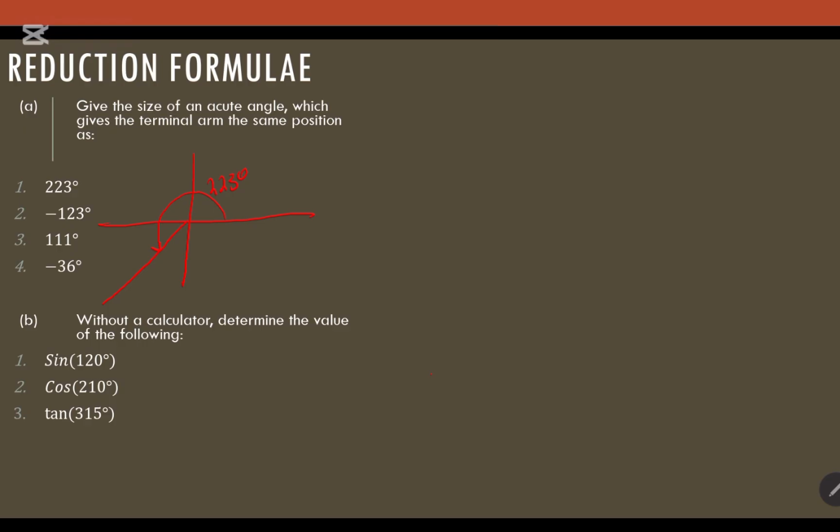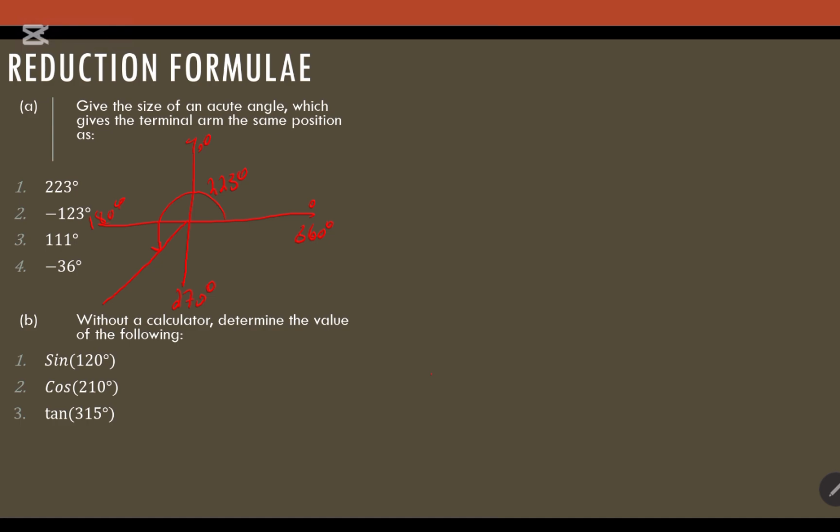223 degrees. So it opened from 0 degrees, went by 90 degrees, 180 degrees. You have 270 here, and it completed the revolution here. So the angle landed here in the third quadrant. So the question is, what is the size of an acute angle that will give the same position of the terminal arm as this angle, 223 degrees?